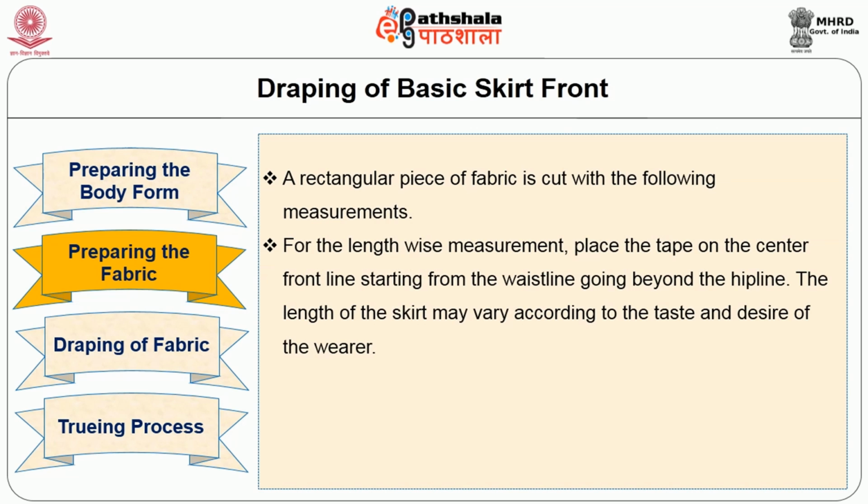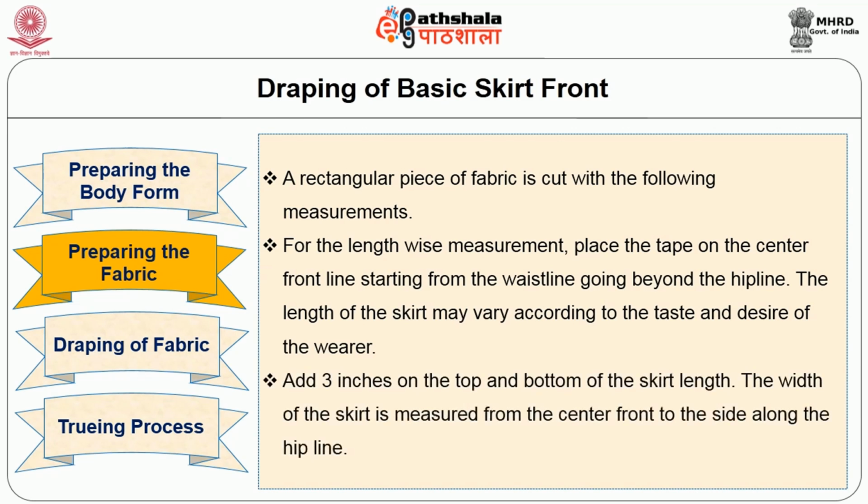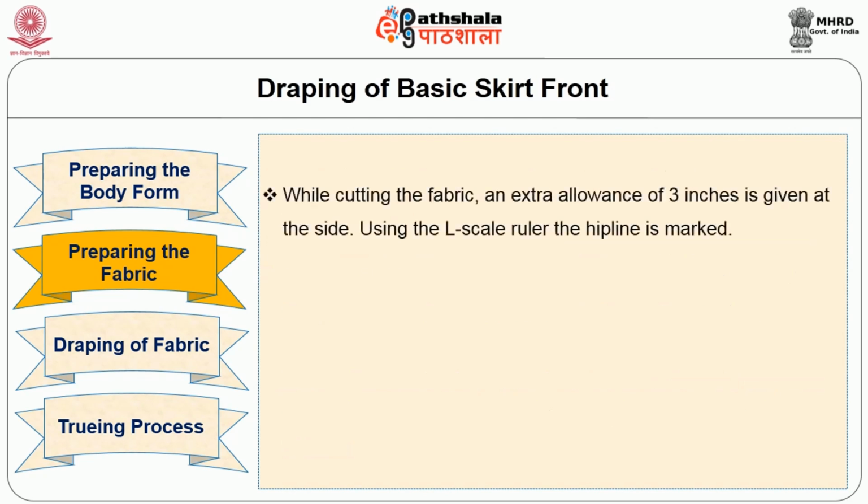For the lengthwise measurement, place the tape on the center front line starting from the waistline going beyond the hip line. The length of the skirt may vary according to the taste and desire of the wearer. Add 3 inches onto the top and bottom of the skirt length. The width of the skirt is measured from the center front to the side along the hip line. While cutting the fabric, an extra allowance of 3 inches can be given at the sides.